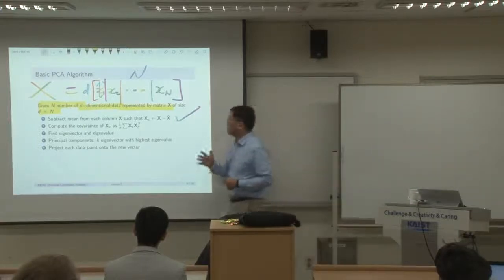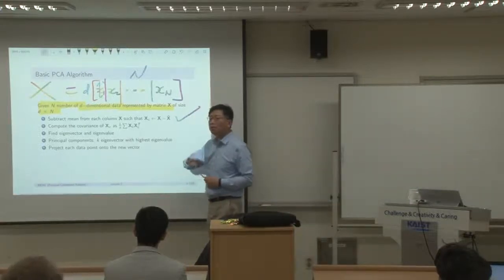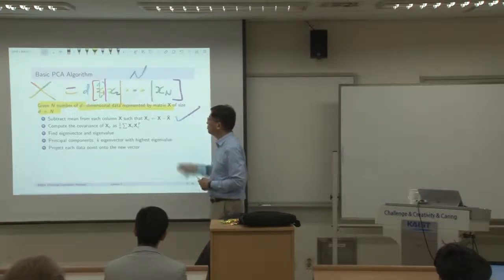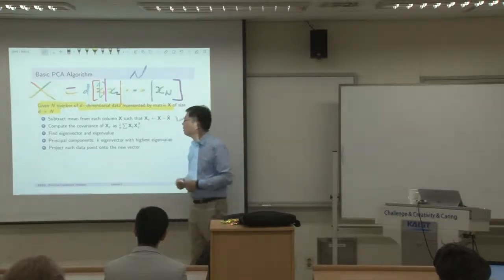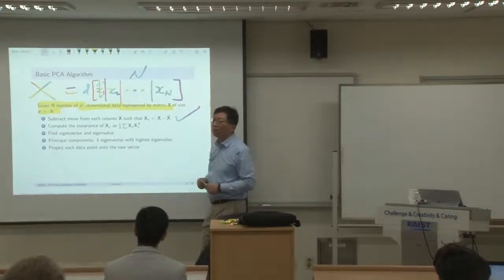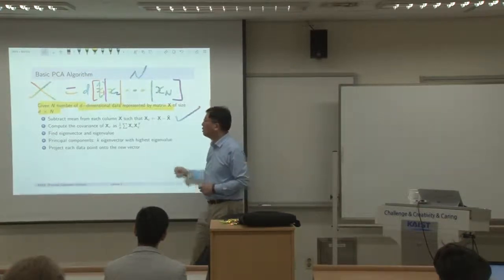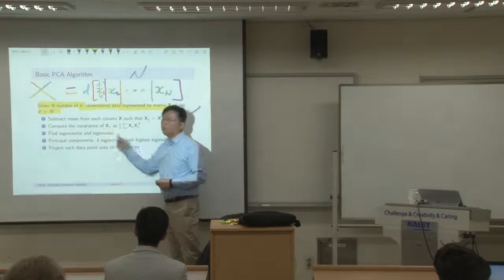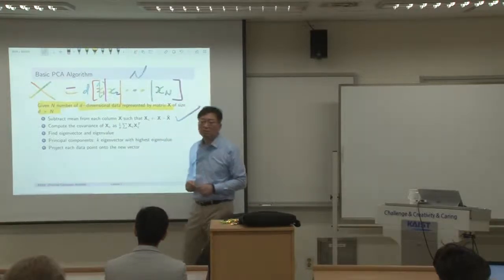So the mean value of the data is 0. So we take xc, and then you compute the covariance of xc. What is a covariance?